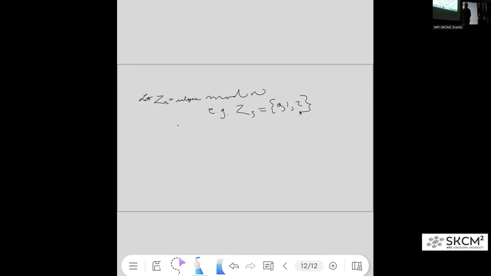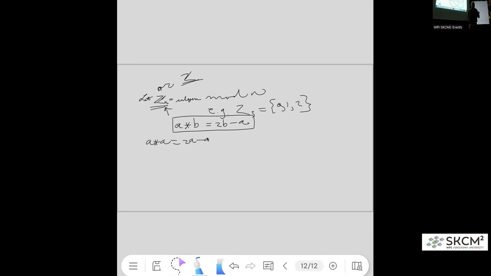But now I'm going to do the following. A times B in here is going to be equal to 2B minus A. All right? And this could be Q, the rationals, or Z. You can take Z mod n, or you can use Z itself, the integers, and you define the operation to be 2b minus a. It's not an associative operation. But watch what happens when we do the operations here. We can take a times a, and we get 2a minus a, which is a.